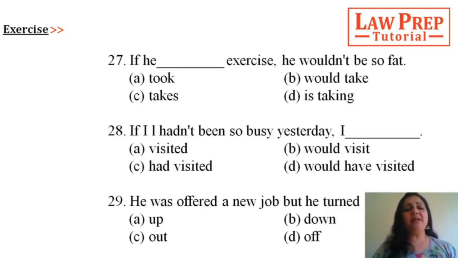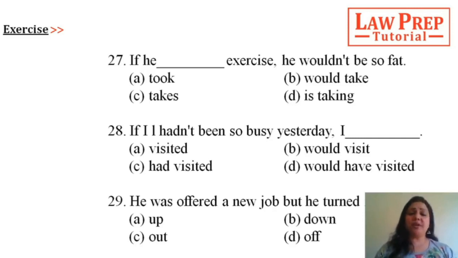If I hadn't been so busy yesterday, I dash. Which tense is "hadn't been so busy"? That is past perfect. If past perfect is used, what do we use with the second part of the sentence? Model plus have plus verb third form, right? I just repeated the three rules, so I'm going to use the answer directly: would have visited. If I hadn't been so busy yesterday, I would have visited.